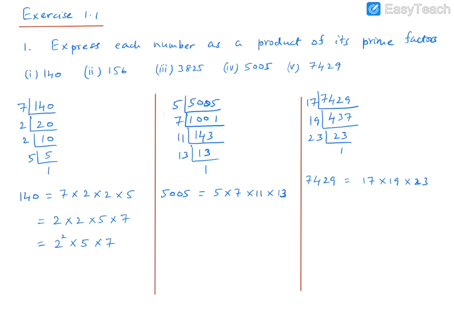Okay, so we can't split 17 or 19 or 23 into smaller parts in terms of their prime factors, because they themselves are prime numbers. 17 is a prime number, 19 is a prime number, and so is 23. So the prime factor representation of 7429 is 17 into 19 into 23.